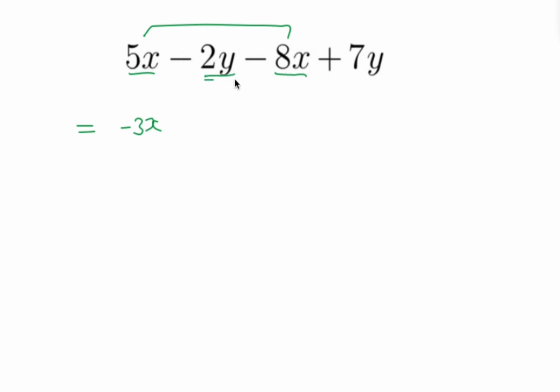And this is y. These are like terms. So -2y plus 7y is plus 5y. Different sign, subtract. So 7 subtract 2, we get 5, and take the larger number's sign, which is positive. And that's the answer.